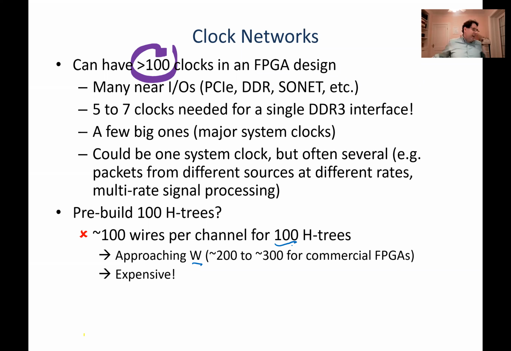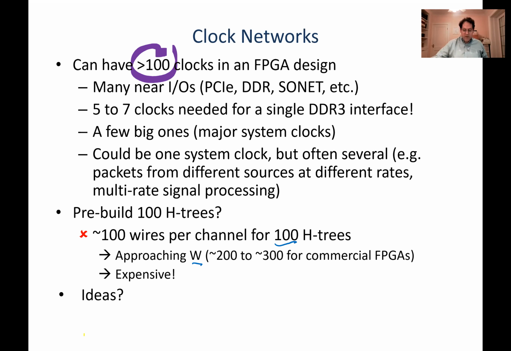And I see Camilo's already got an idea. So if we know that a lot of these clocks are needed near the IOs, could we do something special near the IOs? And that's a good idea. We know that we can have 100 clocks, but a lot of them are going to be small, and we actually know where a lot of those small clocks are going to be. They're going to be near the IOs. So we can use that to say, let's build some special stuff near the IOs. Okay, so that's a good idea.